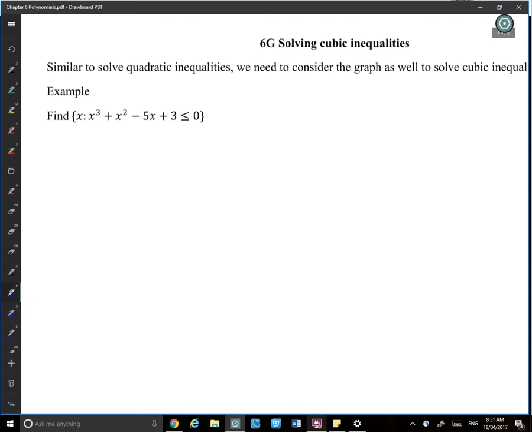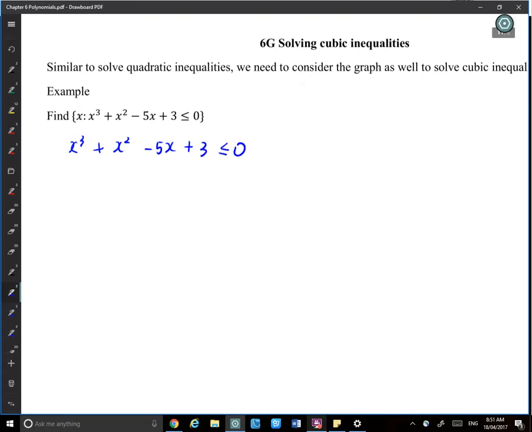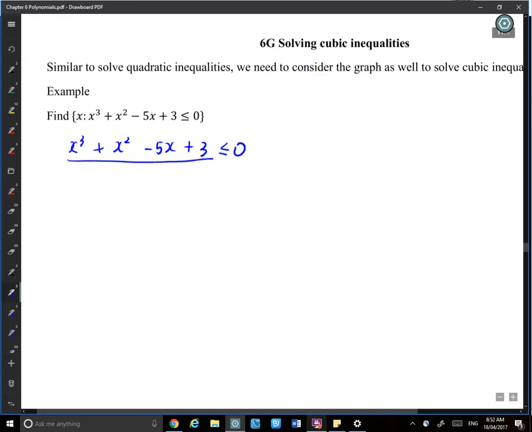So how do we solve this inequality? We have x cubed plus x squared minus 5x plus 3 less than or equal to 0. First of all, your right hand side always needs to be 0. You always need to solve something less or greater than 0. The next thing is you need to sketch this graph. Let y equal x cubed plus x squared minus 5x plus 3. Therefore, I can sketch for it.